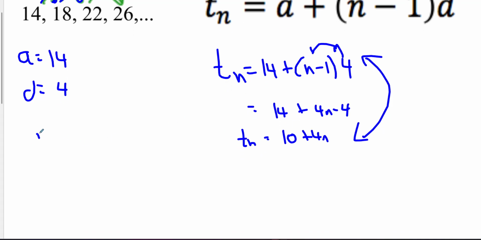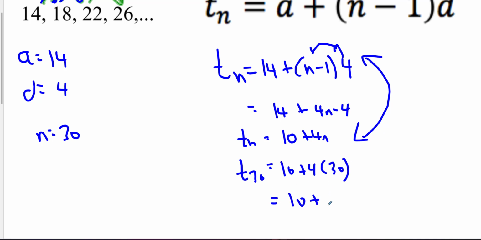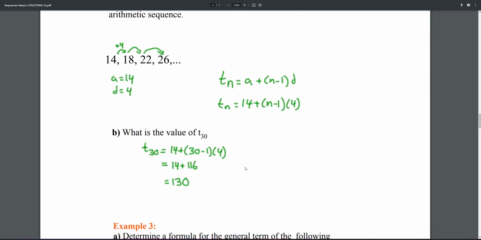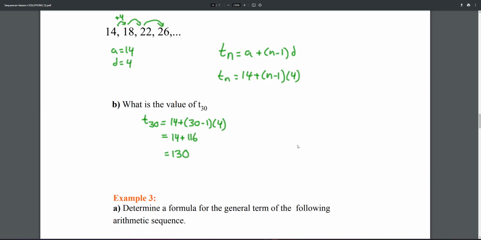We can just be like, okay, well, I know the 30th term is n equals 30. So then T30 is going to equal 10 plus 4 times 30, which is 10 plus 120, which is 130. That means the 30th term is going to be 130. That's it. Just plug it into the equation, and that's how easy this is.